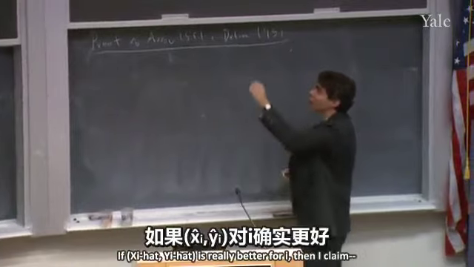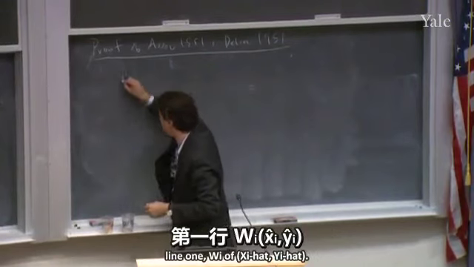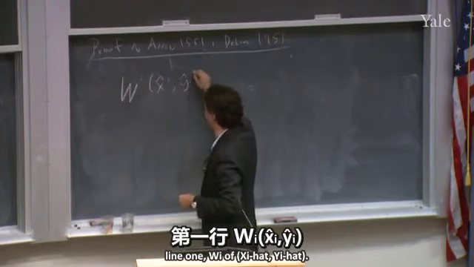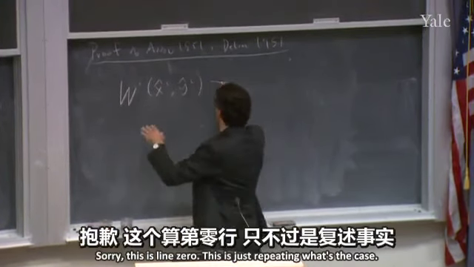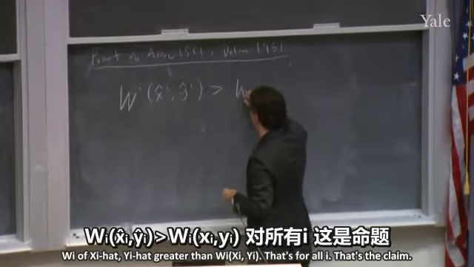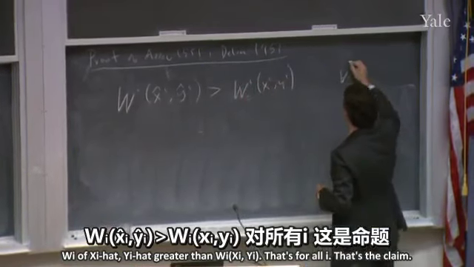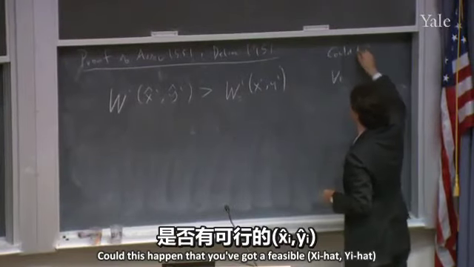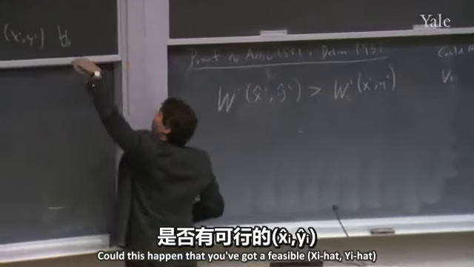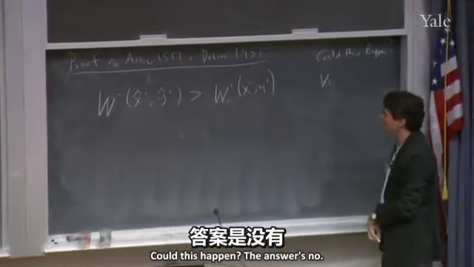It's 2 lines. If X hat, Y hat is really better for i, then I claim, line 0, which is just repeating what's the case: Wi of X hat i, Y hat i is greater than Wi of Xi, Yi, for all i. That's the claim. Could this happen, that you've got a feasible X hat i, Y hat i, and it makes everybody better off than Xi, Yi? The answer is no.